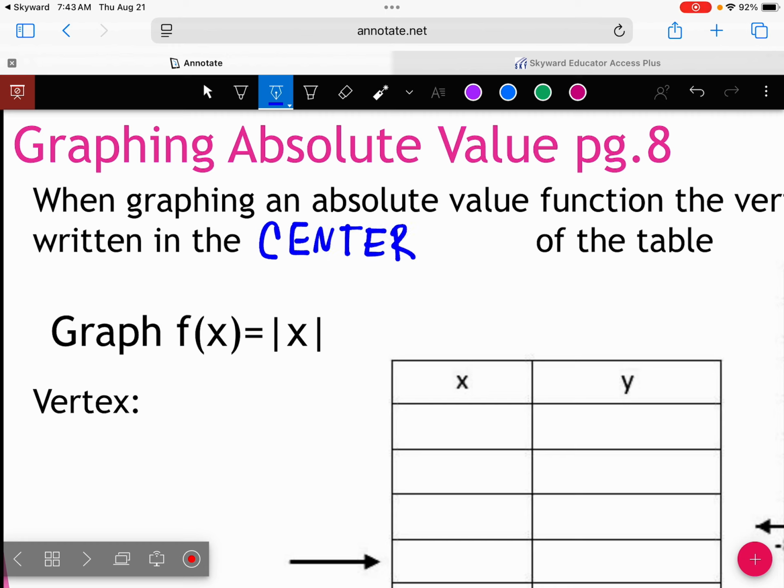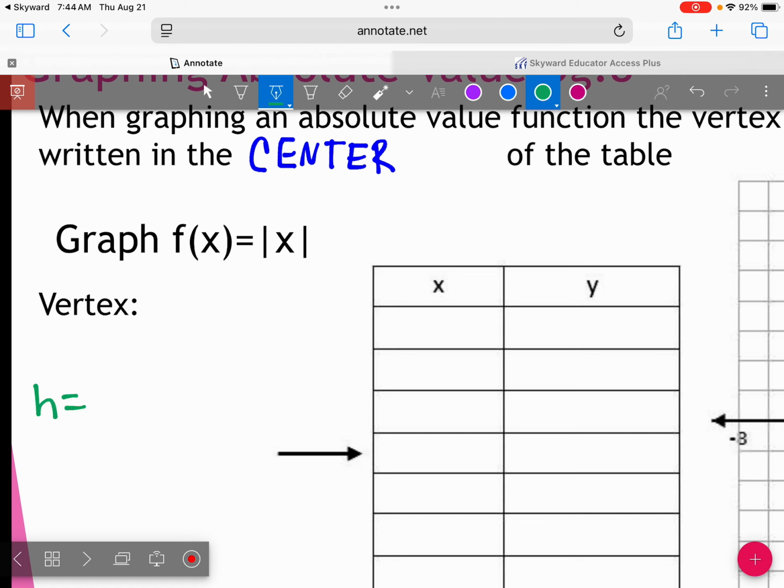So what I mean by center, we've indicated with an arrow down here. The box with the arrow, that's where we're putting our vertex. It's going to be the middle. So if we look at this one, we have our y equals absolute value of x. What's our h for this one? What's our h on this one here? 0. And what's our k on this one? 0. There's nothing there. So our vertex on this guy is going to be at the point 0, comma, 0.